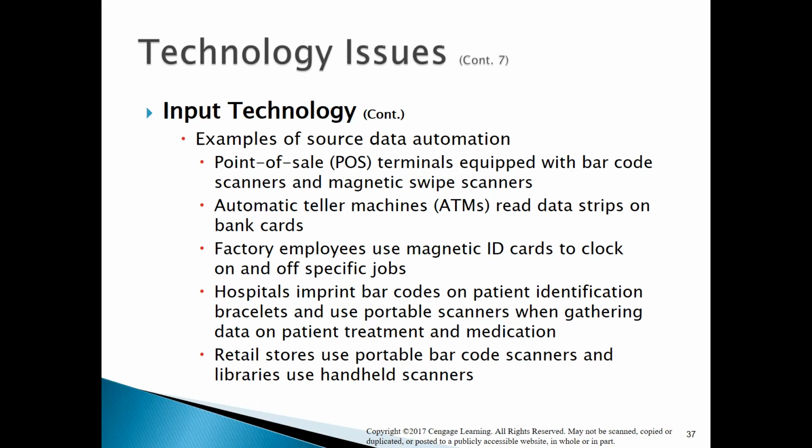Okay, and so forth. Now, retail stores use portable barcode scanners and libraries use handheld scanners. Yes, we do have them in the library. In all FNU campuses, when you go and loan a book from the library, they take your student ID card, scan it, and after scanning it, your record gets entered into the system. So what happens, it enhances productivity.